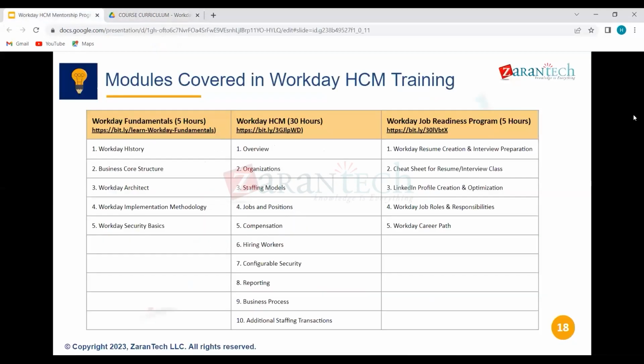Okay, then we will have the Workday HCM training for 30 hours. We will talk about the overview, the organizations, the staffing models, the jobs and positions, compensation, hiring workers, configurable security, reporting, business process, and the additional staffing transactions. So that is about the Workday HCM training, and it will be around 30 hours.